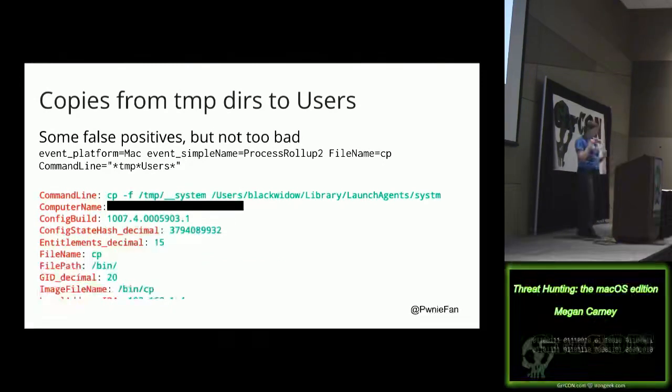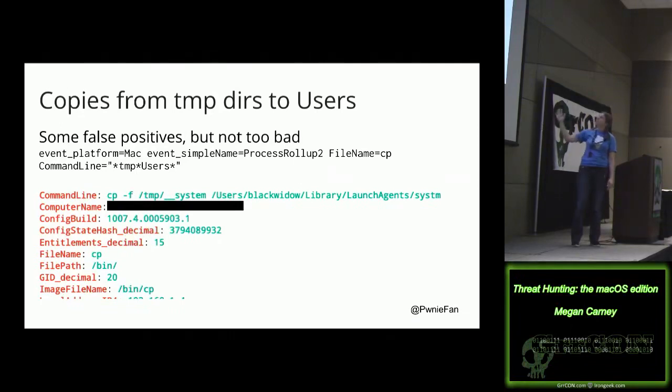Another thing I noticed that Mac malware tends to do is it sets up a staging area in temp, and then it copies things over to the user's home directory. So if you look for copies that go from temp to the user's home directory, you can find some of this. There's a little bit of noise there, but not a lot. And it's actually a pretty good method.